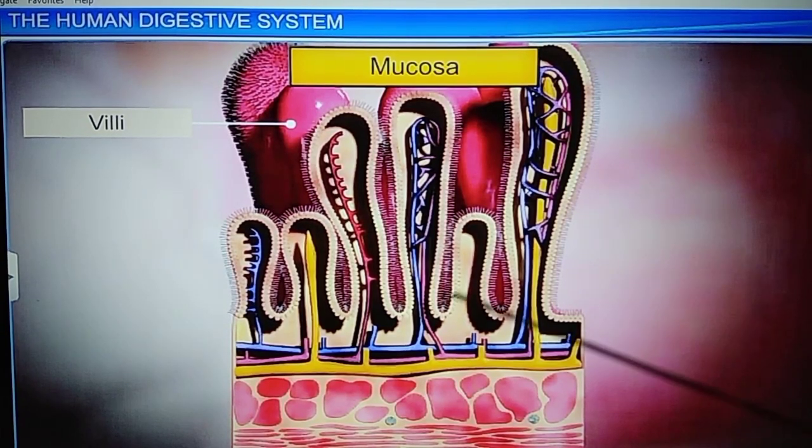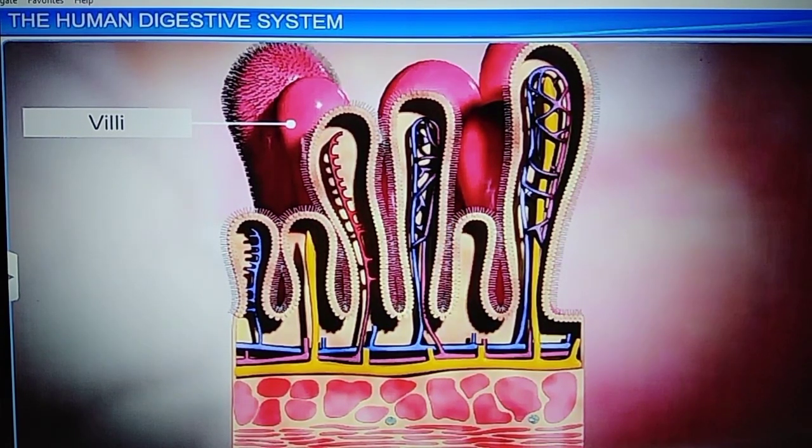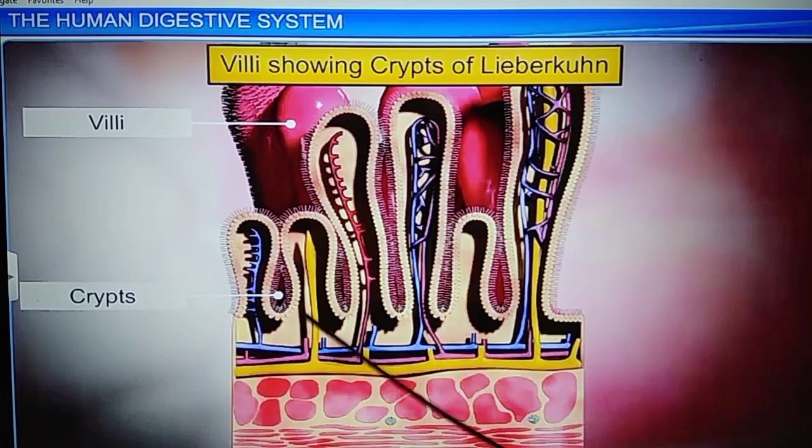And you can see this villi, it has depressions. These are called the crypts. And in this also glands are present. So the villi are finger-like projections, and the depressions are called the crypts, and it is called crypts of Lieberkuhn.